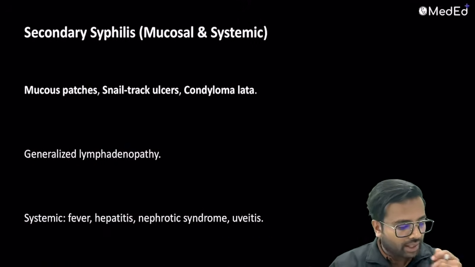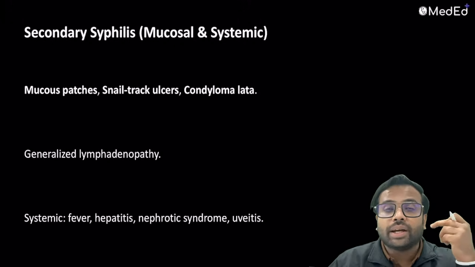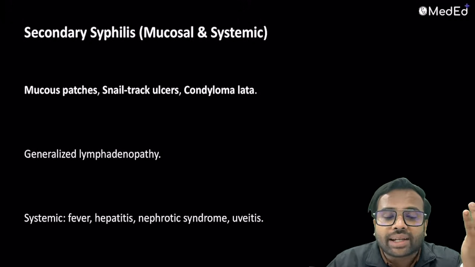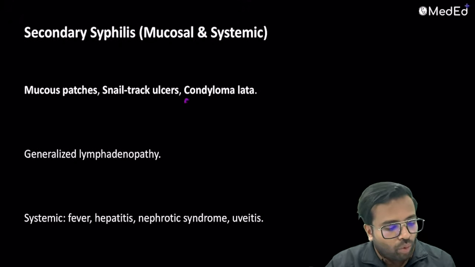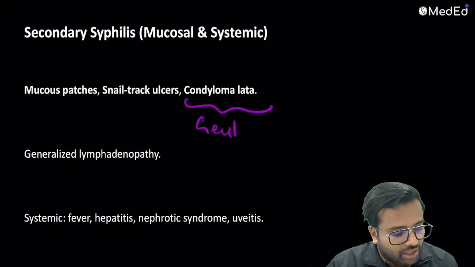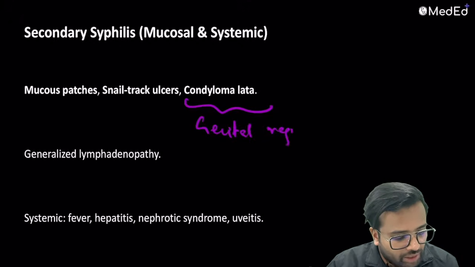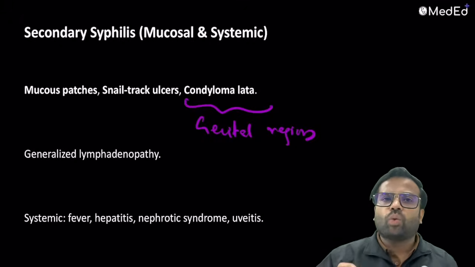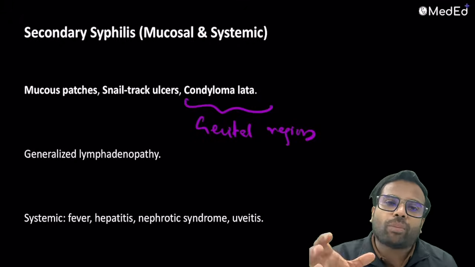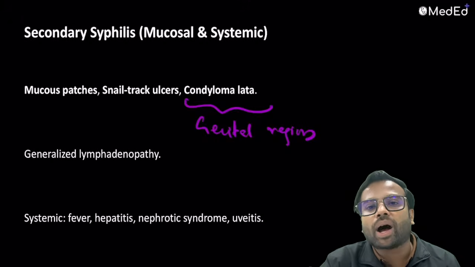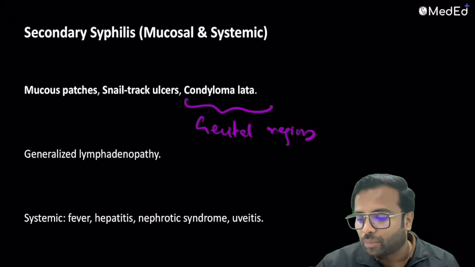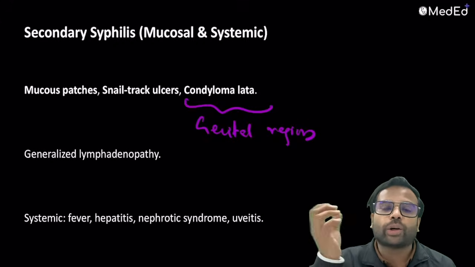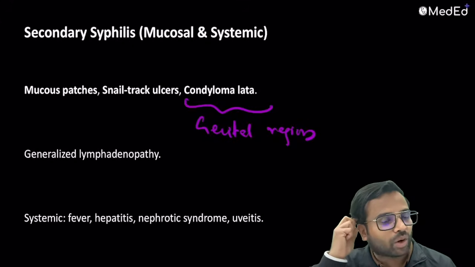Along with that we can see so many other lesions. In the oral mucosa, you can see mucus patch, snail track ulcers, and mostly in the genital region, you can find condyloma lata. Now, what is the difference between a condyloma lata and a condyloma acuminata? Anyone? Can you please let me know in the chat box? What is the difference between condyloma acuminata and condyloma lata?